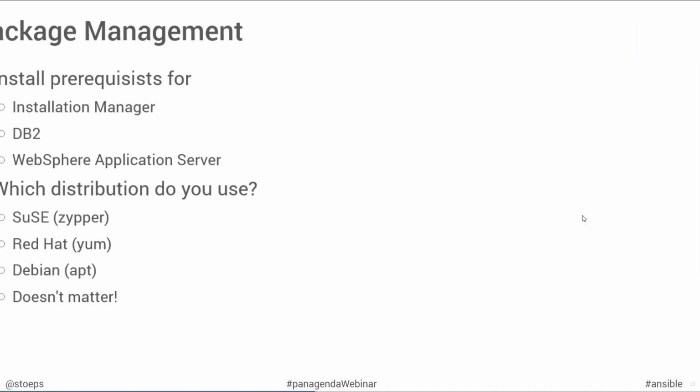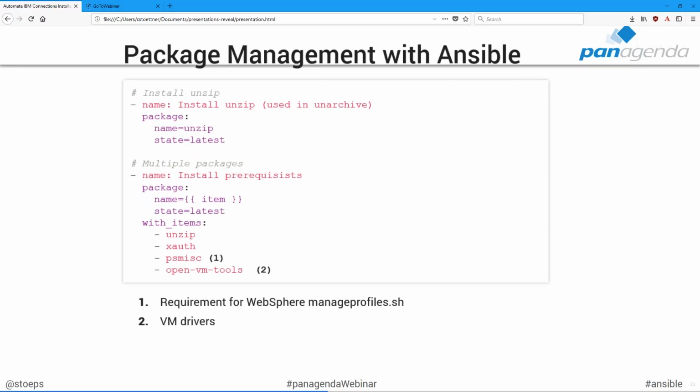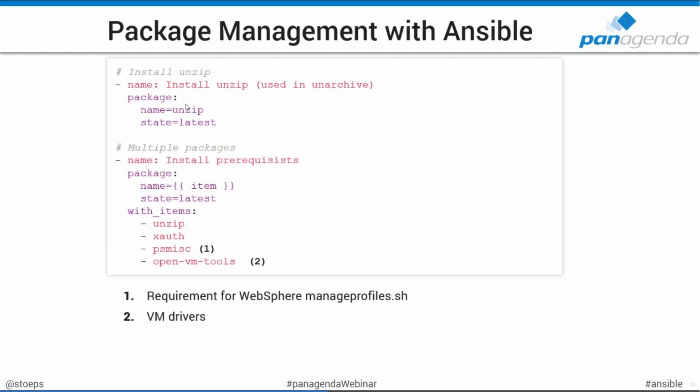When the package name is the same, you can just use the package module, that one. Give it a package you want to install. I want to have the latest version, and that's all. So it doesn't matter if it's a Debian server, Red Hat, CentOS, or SUSE, it will deploy the package unzip on that machine. And unzip we need a little bit later for our Installation Manager install, because there we unzip or unarchive the installer package to the machine.